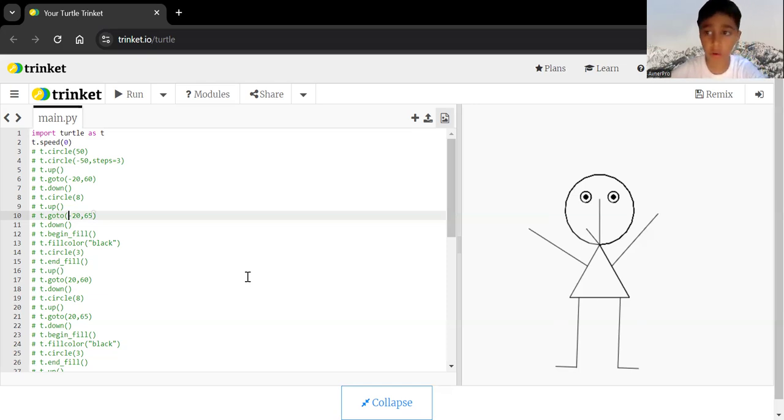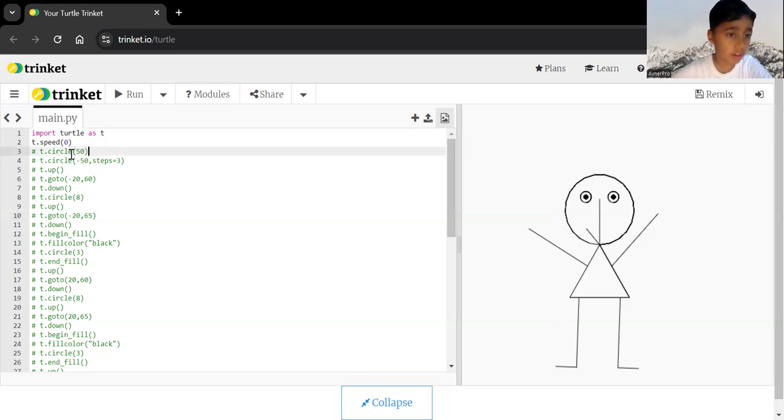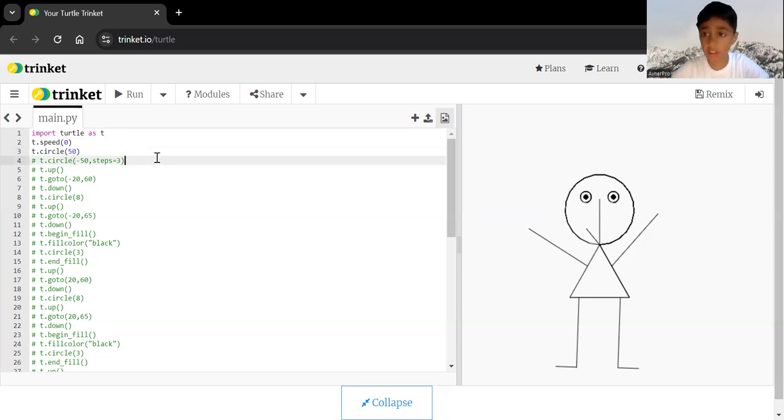Now, explaining the code looks like it's hard, but it's actually easy. Let me explain. So t.circle(50), and we have the speed zero. It's first going to make the circle. See? Makes a circle. Good.